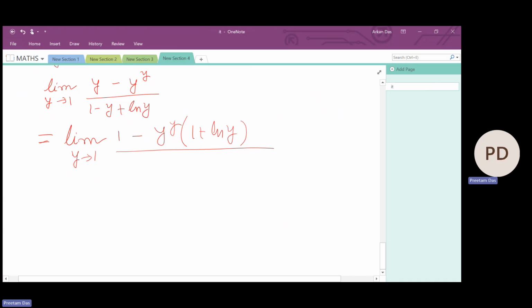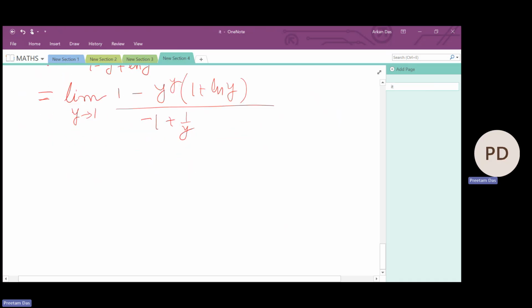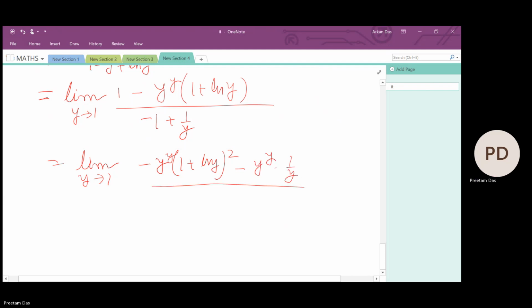And what is the differentiation of the denominator? It is very easy. It will be minus 1 plus 1 over y. Again, if you see, this is still 0 by 0. So if I just differentiate it once, what am I supposed to get? This will become minus y raised to y times 1 plus ln y whole square minus y raised to y times 1 over y. What is the differentiation of the denominator? Minus 1 over y squared.